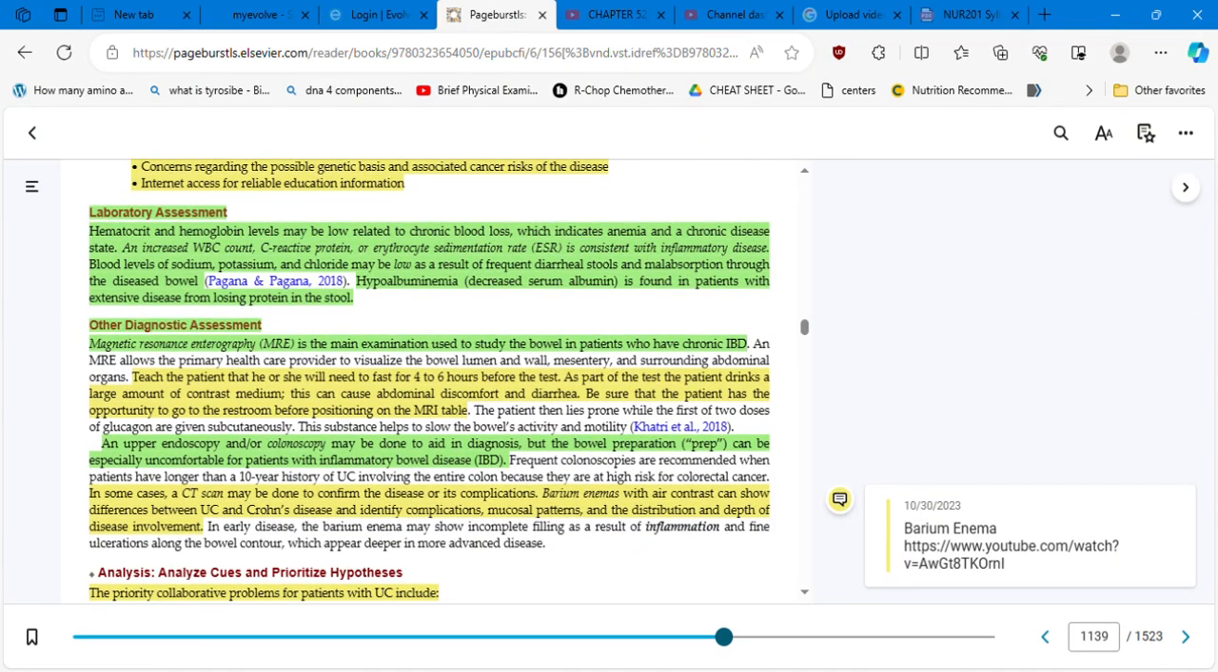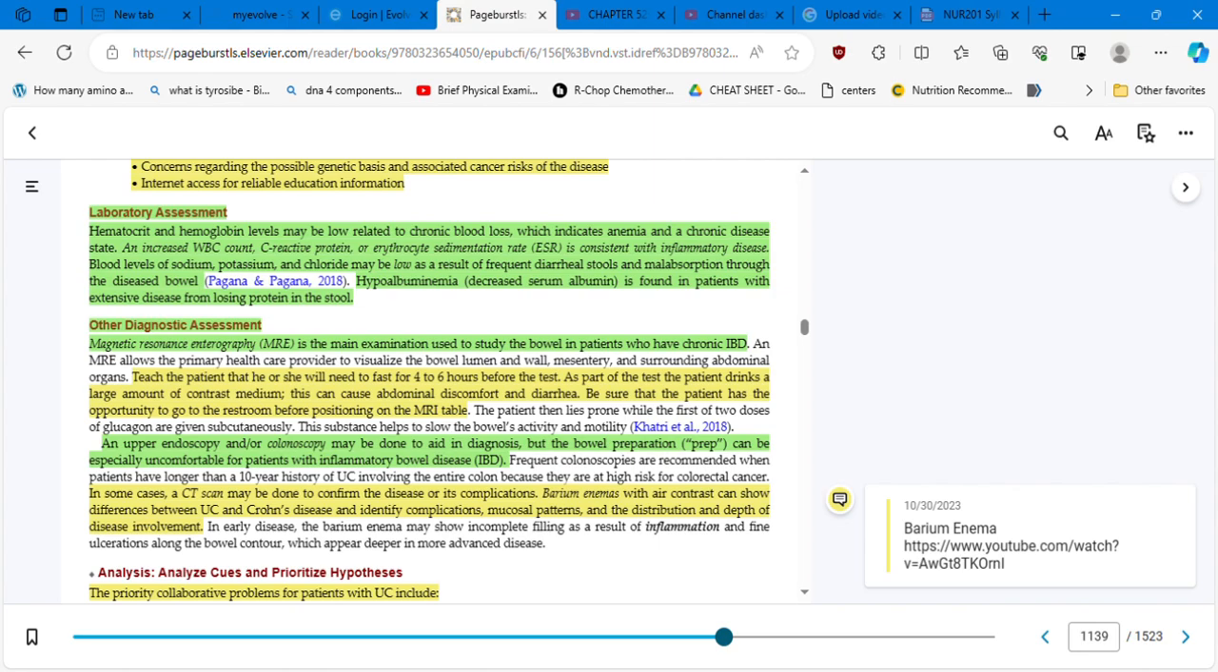Hematocrit and hemoglobin levels may be low, related to chronic blood loss, which indicates anemia and a chronic disease state, and increased WBC count, C-reactive protein, which is a marker for inflammation, or erythrocyte sedimentation rate, another marker of inflammation, is consistent with inflammatory disease.